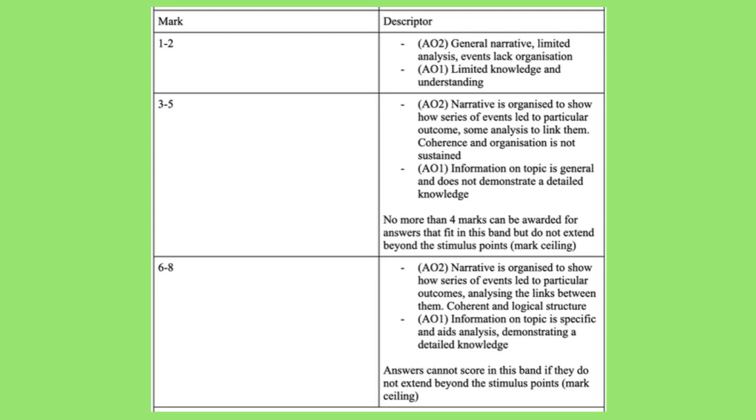These are the bands for this question, which you can also find out about more in our overview video. Have a read through and see where you think your answer might fit, then try and determine a mark. Generally speaking though, to score highly in this question, you need to analyse the links between the events that led to this particular outcome. It's not just about listing one event after another, but showing that you understand the importance of all of those things that led to this particular event.